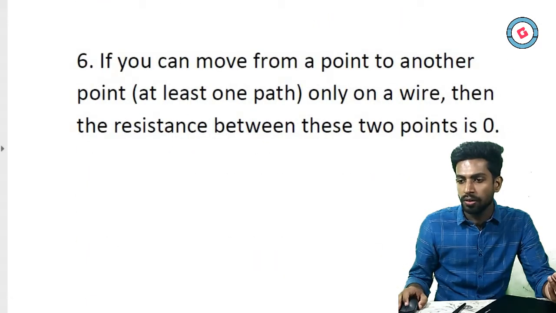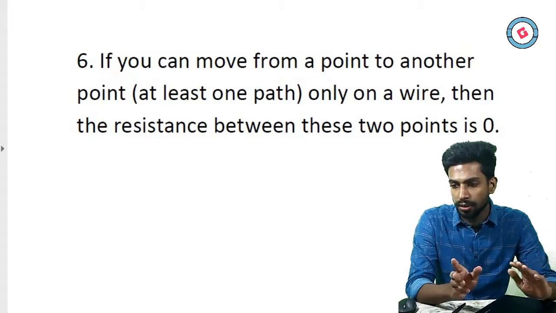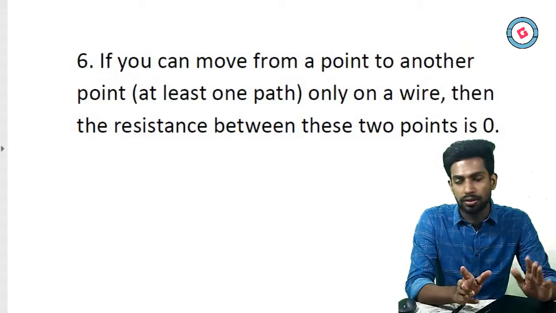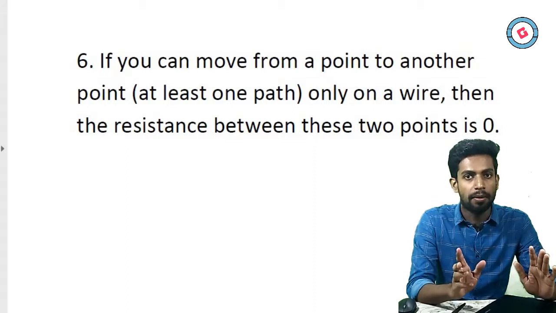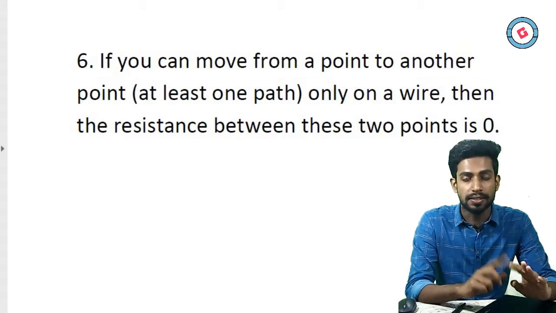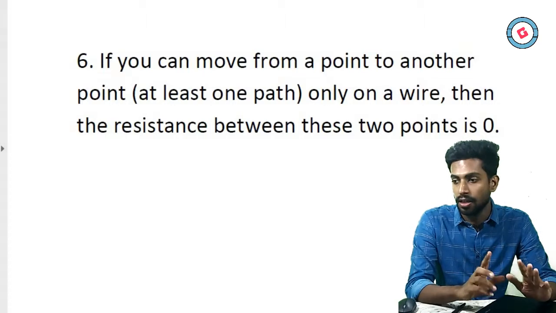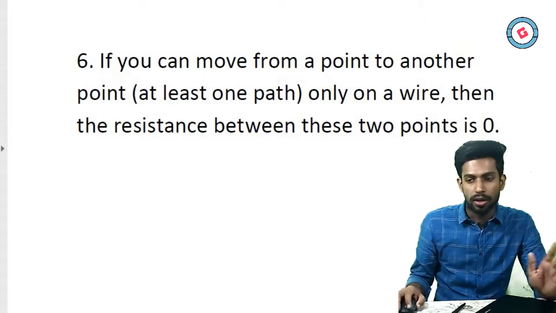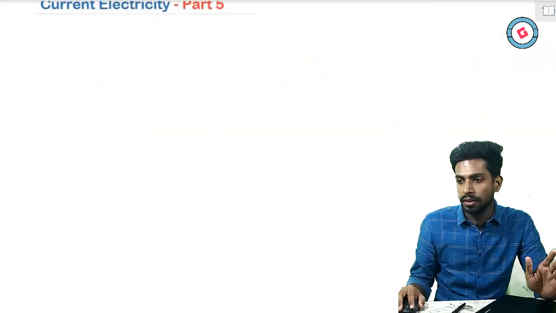Finally, we are moving on to theorem number 6. If you can move from one point to another point, at least by one path only on a wire, so you should not meet any capacitors, any resistors, any electric cells, then the resistance between these 2 points is 0. For an example, take this.